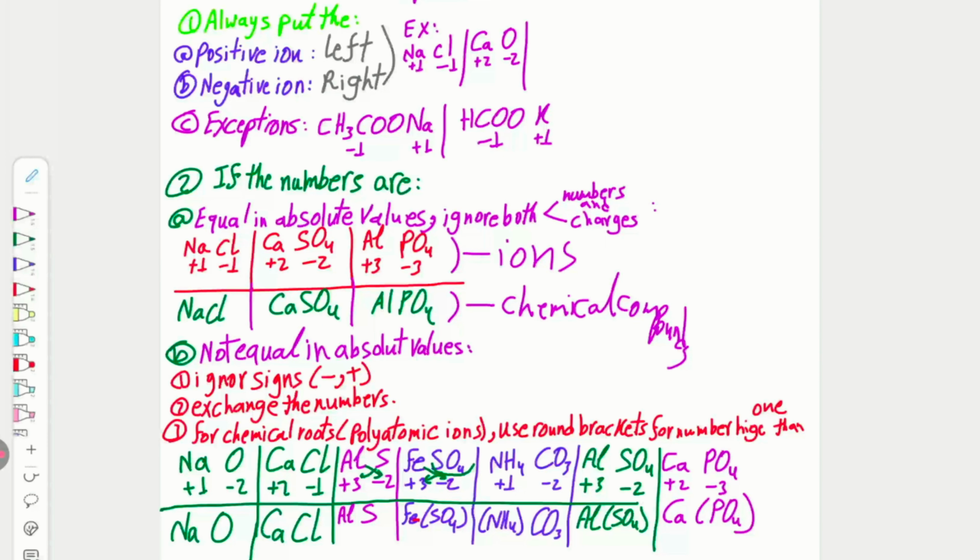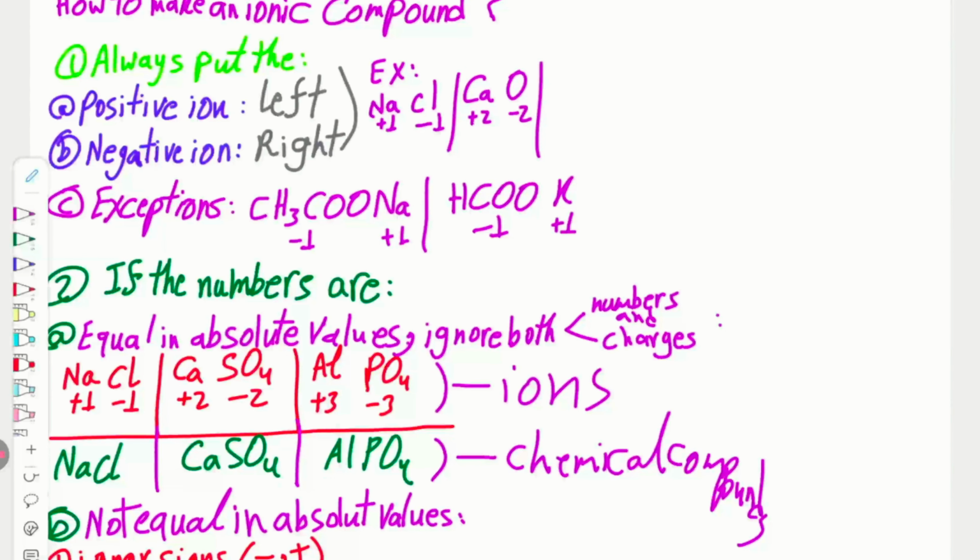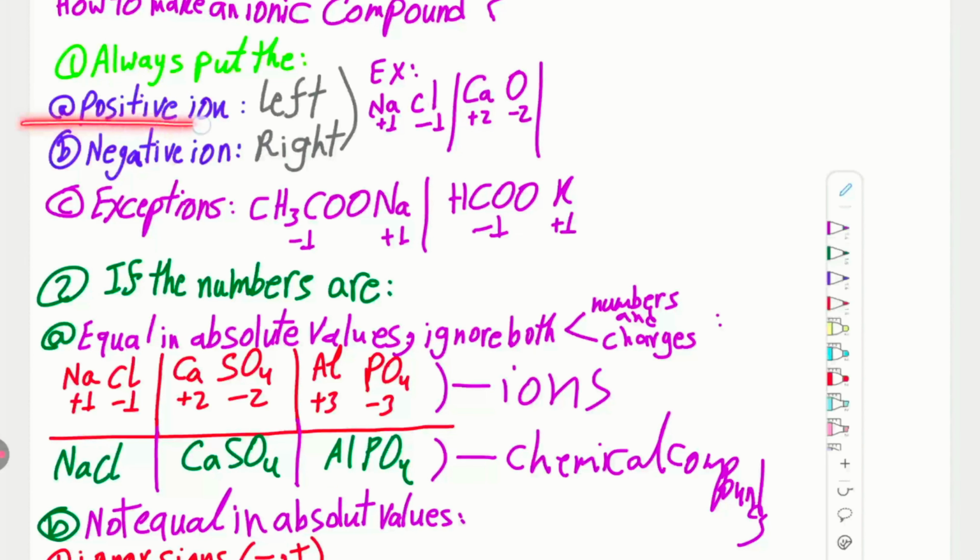Let's go through them. Step number 1: always put the positive ions, or the cations as we called them before, on the left, while the anions, which are the negative ions, go on the right. For example, we have sodium chloride, Na+, so the positive left, and the negative right, which is the chloride. As here we have calcium, the positive, and the negative goes right.